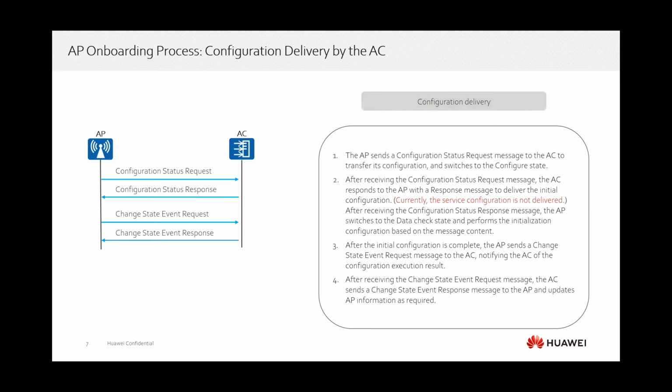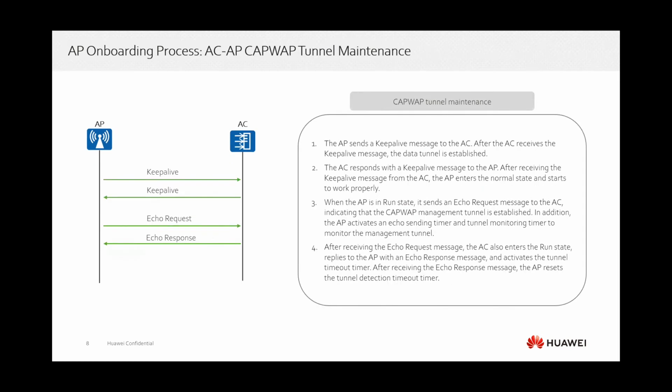And then we go to CAPWAP tunnel maintenance. After the preceding phases, the AP has gone online on the AC. Then we need to maintain the CAPWAP tunnel between the AC and AP. The AP and AC send keepalive and echo messages to each other to detect the connectivity of the data tunnel and the control tunnel respectively.